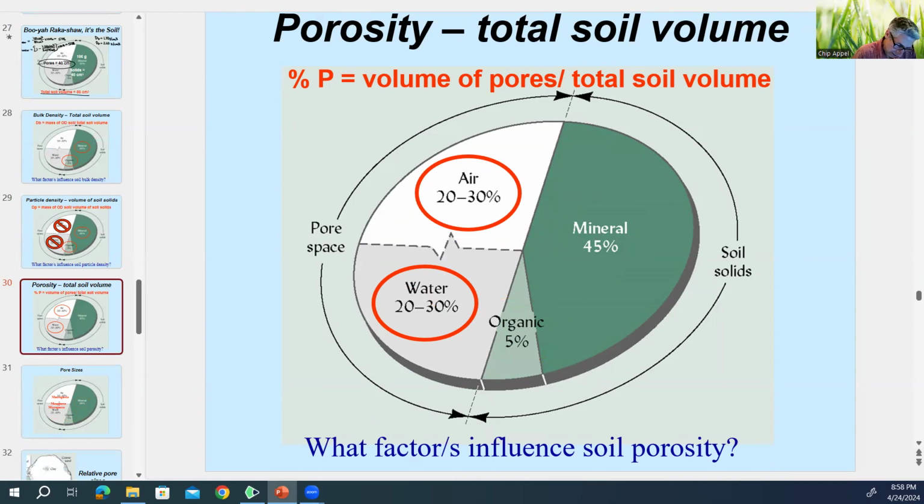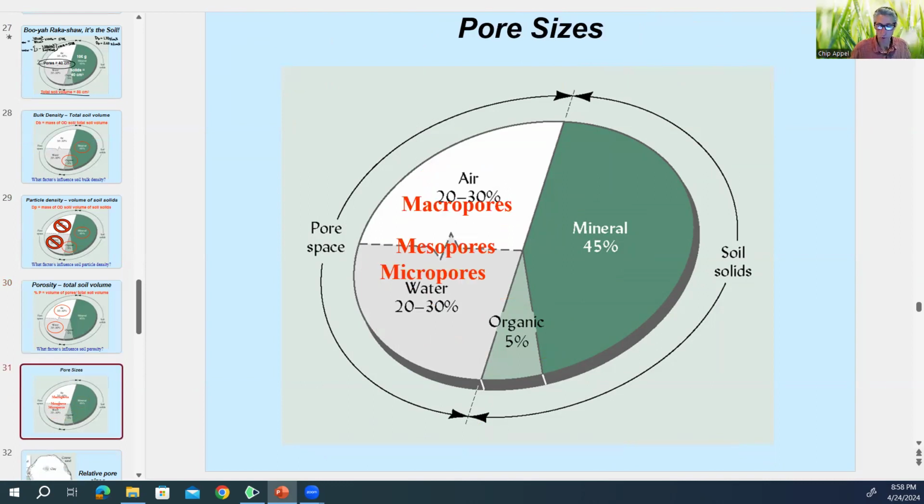Okay. All right. Next thing we're going to talk about is pore size. Okay. We're going to talk about macropores, mesopores, and micropores. And in this discussion, we're going to talk about a few things. One, we're going to talk about how big these pores are. We're going to talk about the types of soils where we find these pore sizes. And we're going to talk about sort of what they do in a soil. Okay.